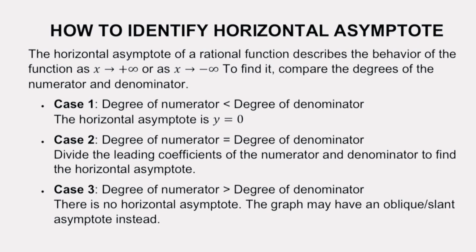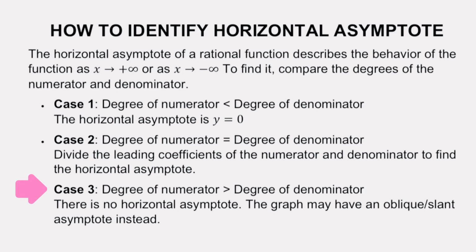To find it, there are three cases. The first case is when the degree of the numerator is less than the degree of the denominator. The horizontal asymptote is always y equals 0. For the second case, when the degree of the numerator and the degree of the denominator of the rational function are equal, then to determine its horizontal asymptote, we divide the leading coefficients of the numerator and the denominator.